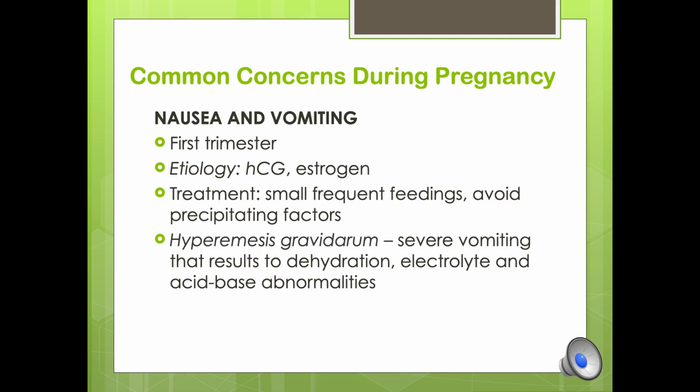Nausea and vomiting. Again, it is a common symptom during the first trimester, and this is because of the increased level of the hormone of pregnancy, particularly the HCG. So, what do you tell your patients? You advise them to have small, frequent feedings and avoid precipitating factors. Hyperemesis gravidarum, on the other hand, is a severe form of vomiting that results in dehydration, electrolyte, and acid base abnormalities.